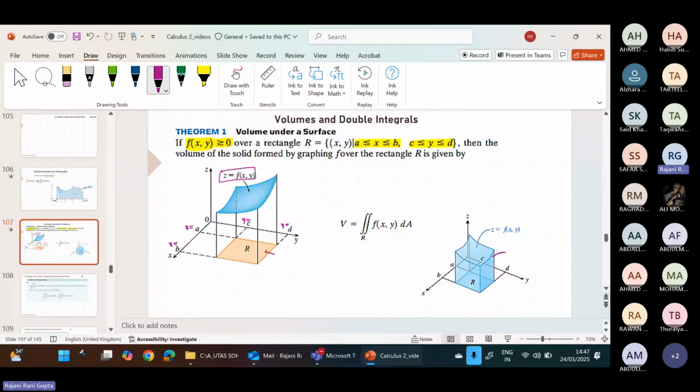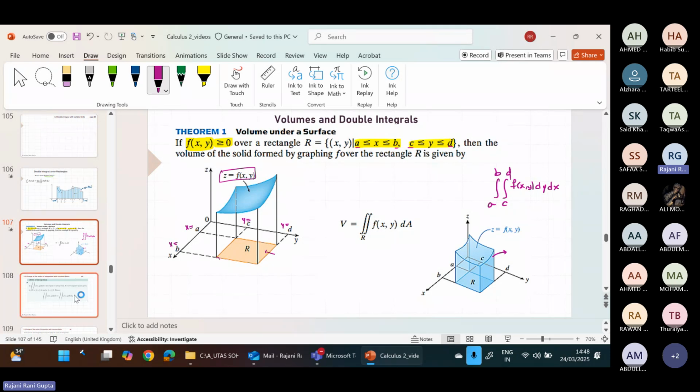This is the volume that we evaluated so far in 3.1 and 3.2. In 3.1 we studied the integral from a to b and c to d of f(x,y) dy dx, where a, b, c, d were all constant numbers. But in 3.2, we discussed the regular region, so instead of a rectangle, it will be some region.